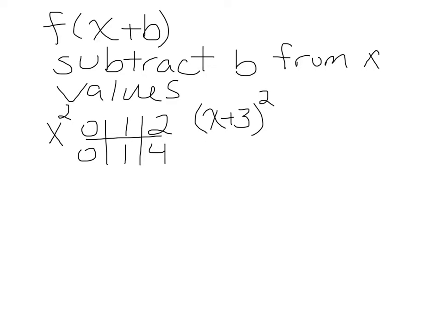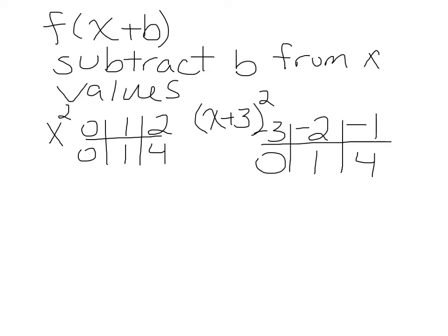So that means we got to change the x values. The y values will remain the same. So let me transfer my y values. 0, 1, 4. And then we subtract 3 from the x values. So 0 minus 3 is a negative 3. 1 minus 3 is a negative 2. 2 minus 3 is a negative 1. And that's how you produce the new table.